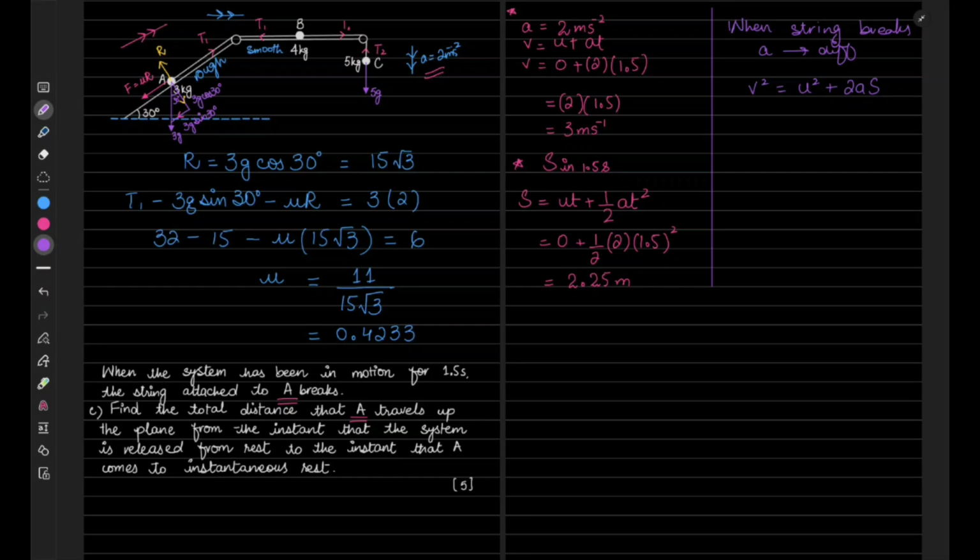Okay, so what is the thing? We know that it comes to rest, so final velocity is going to be 0. Initial velocity we found to be the one with which it was moving before the string breaks, so this is going to be 3. Distance we need to find, and acceleration we should be knowing, with which acceleration it is moving. And to find that acceleration, let's use again, for the acceleration, forward minus backward equals ma, after the string breaks.